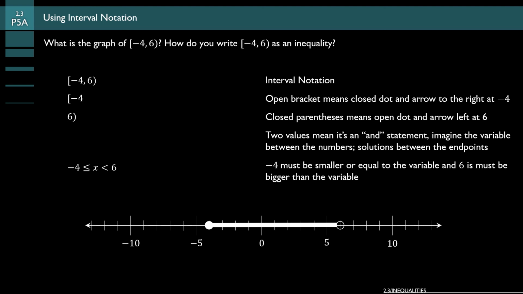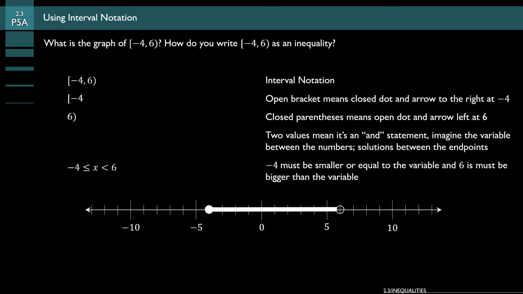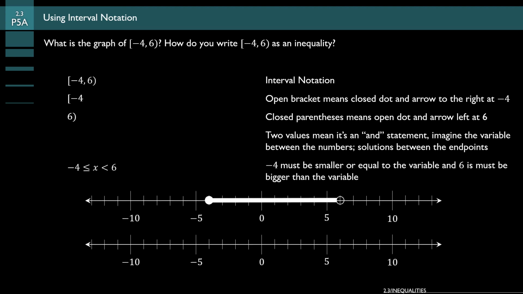So now we go to the graph, and you can see that the closed circle is at -4, and the arrow is pointing to the right. The open circle is at 6, and the arrow is pointing to the left, which is giving us the overlap in between those 2 points, which is where all of our solutions are. Now, to graph this on a number line with brackets and parentheses, all we're going to do is replace the open circle with a parenthesis and replace the closed circle with a bracket. And you can see that in the sample that we've got at the bottom of this slide.